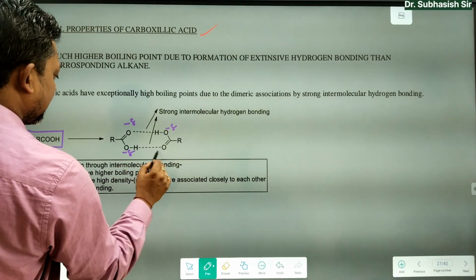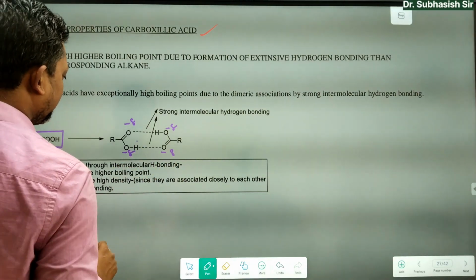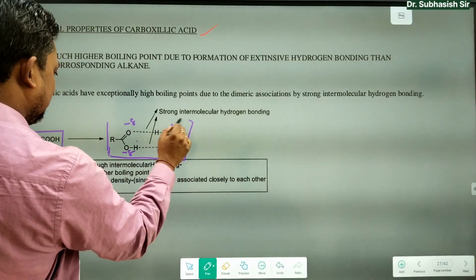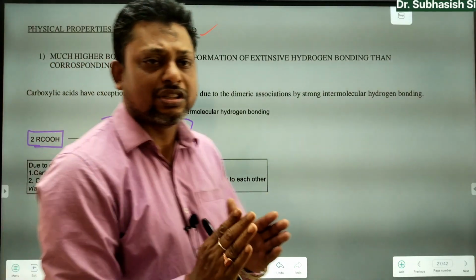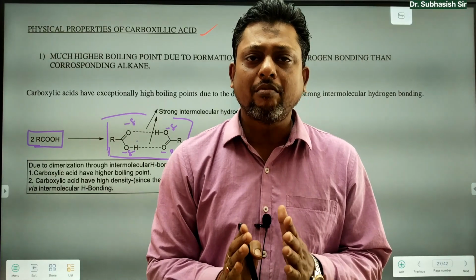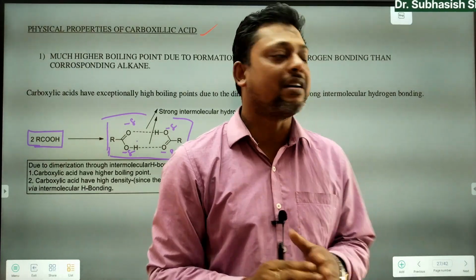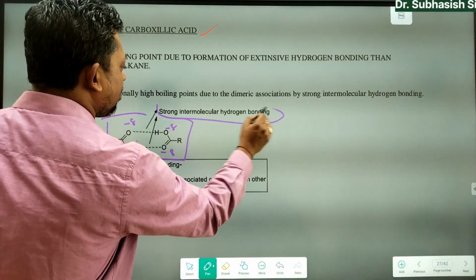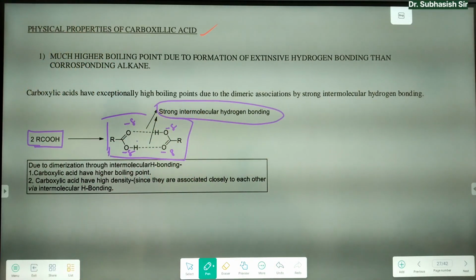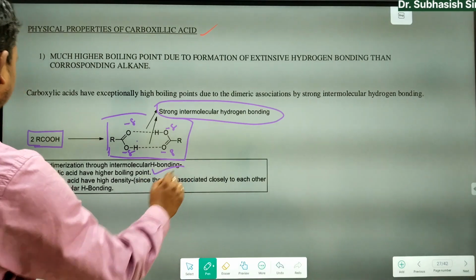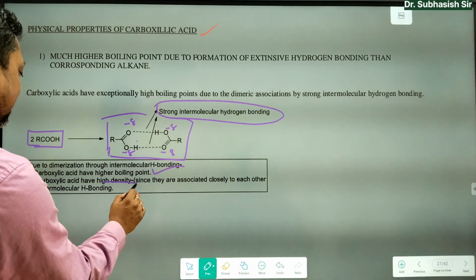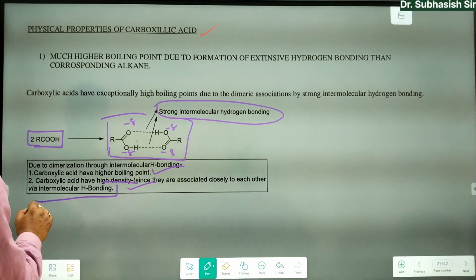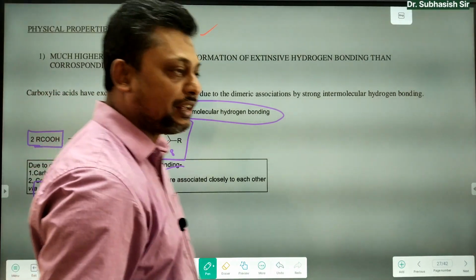Here also you can clearly observe hydrogen bonding. So due to this, they are forming a dimer. What is a dimer? When two molecules combine and form one molecule, it is called a dimer. So due to this dimerization, because of strong intermolecular hydrogen bonding, carboxylic acids have higher boiling point, carboxylic acids have higher density, and the reason is nothing but intermolecular hydrogen bonding.